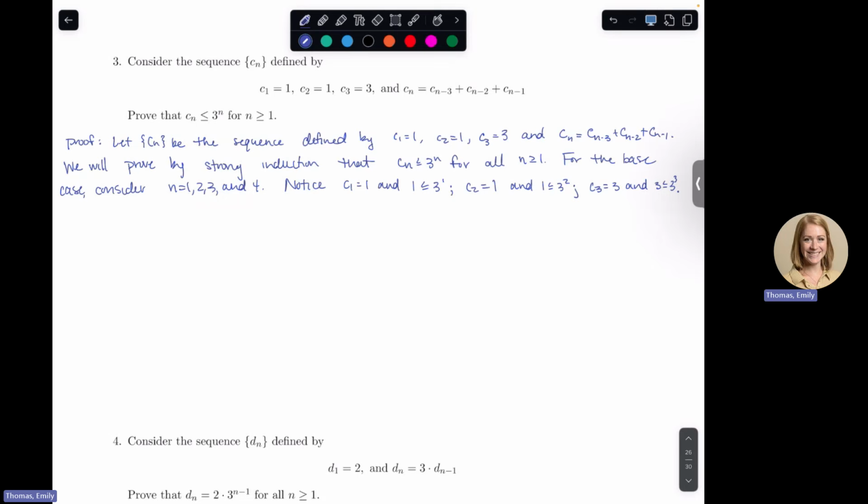Cool. Now, C sub 4 is 1 plus 1 plus 3. So C sub 4 is 5. Clearly, 5 is less than or equal to 3 to the 4th. And thus, the base cases hold.